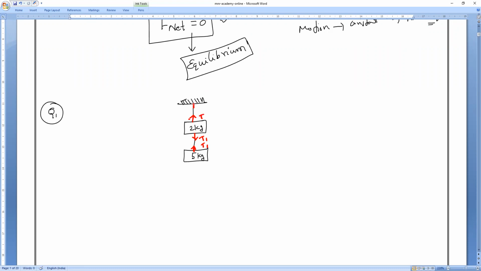Then here the string is attached to the rigid body. That will also exert a tension. What is it? T. Same string means same tension. Different string means different tension. So same string, same tension.